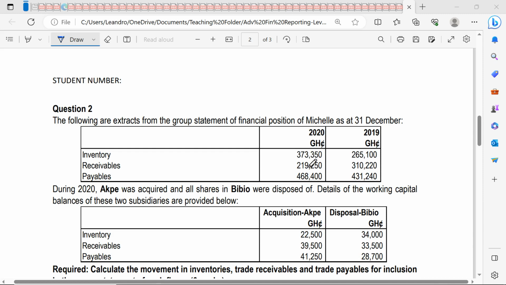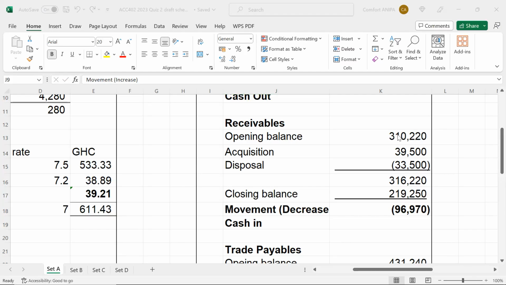The second is the receivable, and it will follow the same. Your opening receivable is 310, your closing receivable is 319, and then acquisition will bring in additional receivable of 39,500, and the disposal will take out, will reduce the receivable, and then you compare it, and then you find the difference as well. So the 310 opening, acquisition bringing in 39, disposal is 33. Here you can see that receivable is reducing.